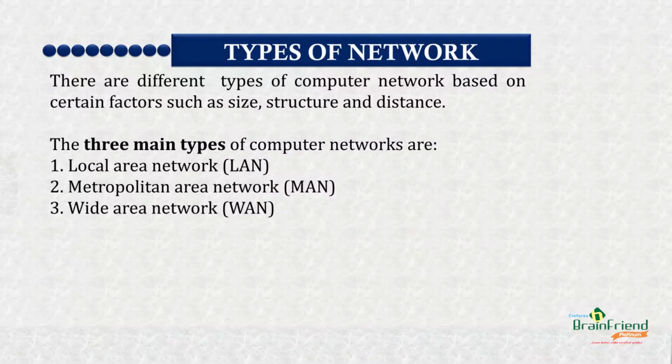There are different types of networks, but the three basic types are the LAN, local area network, the MAN, metropolitan area network, and the WAN, wide area network. Now, these three different types of network are different in their size, in their structure, and their distance coverage. Let's have a look at each of them.